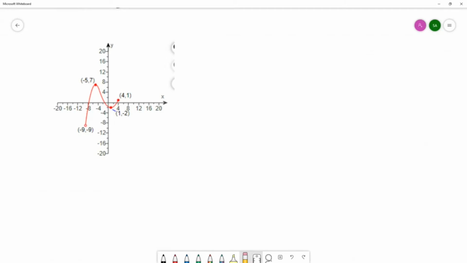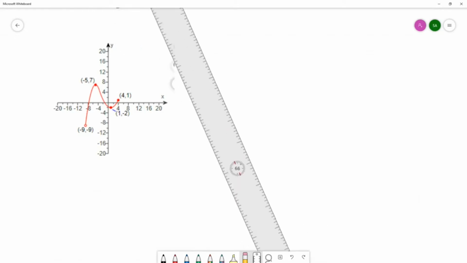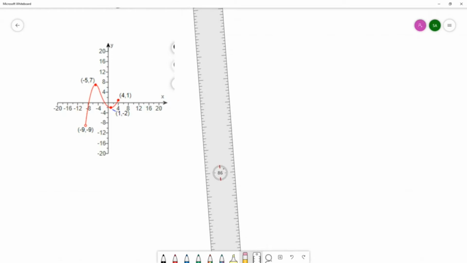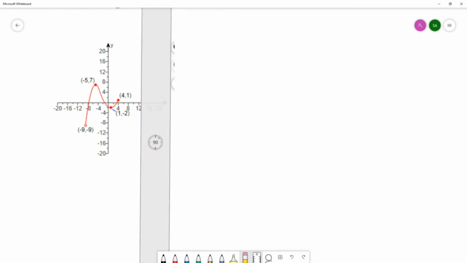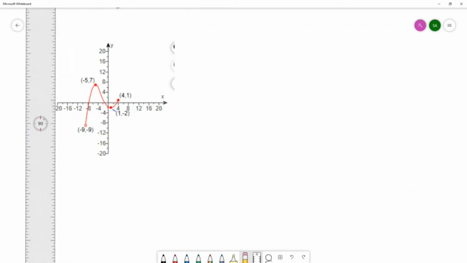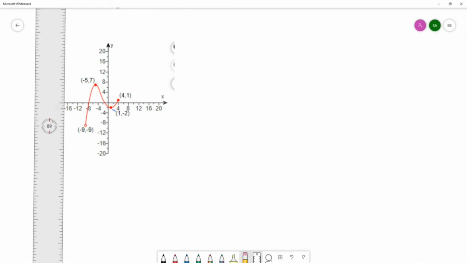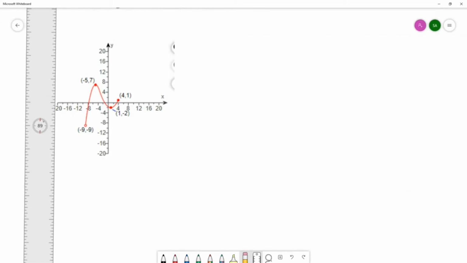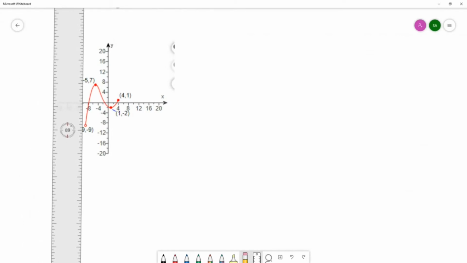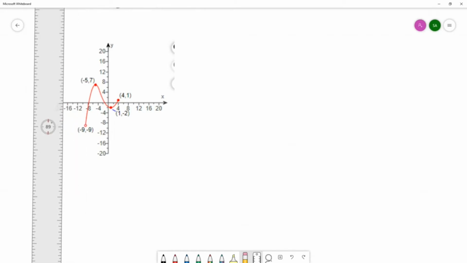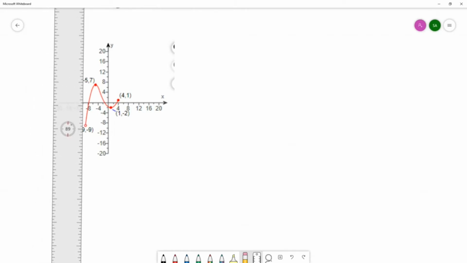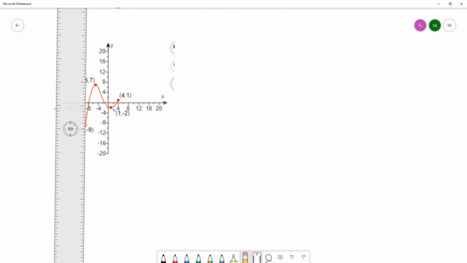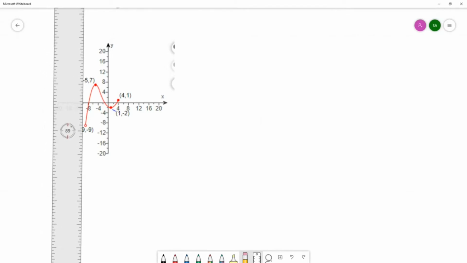And the strategy that I use for finding domain and range from a graph is to hold a pencil, in this case a ruler, vertically. And for domain, we hold it vertically and go from left to right. And I'm going to think about when is the first time that ruler hits the graph. So my domain is going to start at this x value of -9.